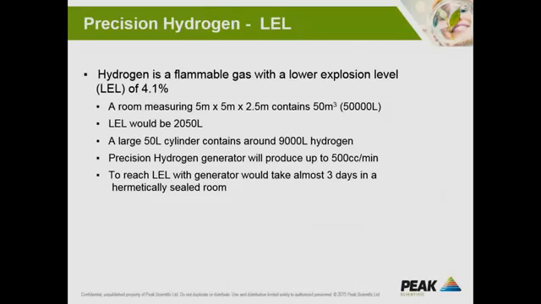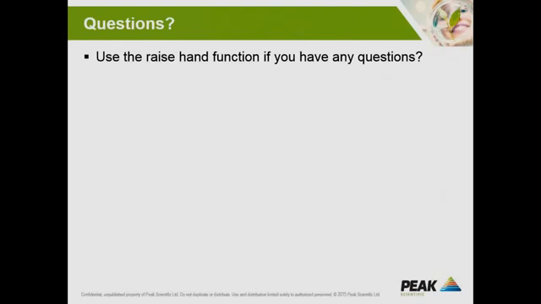If we contrast this with a hydrogen generator producing 500 cc's per minute, it would take almost 3 days to reach the same level of hydrogen. This would mean you'd have to avoid any escape of the gas, which is very diffuse. So I think this illustrates nicely the safety aspects of using a hydrogen generator in the lab. Are there any questions relating to the hydrogen system or the use of hydrogen at all?